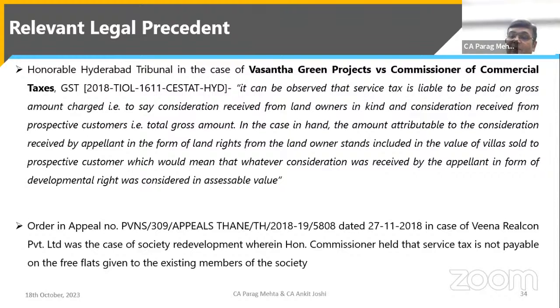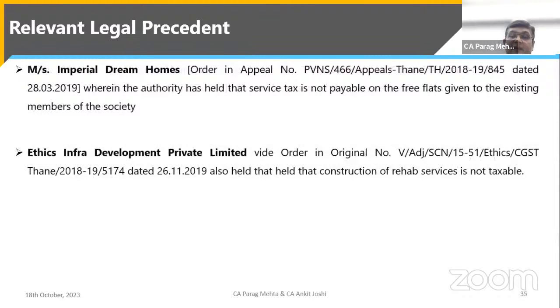Under service tax also, there are many precedents wherein the department has started initiating recovery proceedings, and the matters are pending before various forums. In one of the appeals, for Veena Realcon, society redevelopment, the Honorable Commissioner has held that service tax is not payable on the free flats given to the existing members of the society. A very welcome judgment for metropolitan places like Bombay, Madras, Calcutta, wherein the valuation of the cost of free area allotted to society members is a big issue. Second slide, Imperial Dreams Homes. Again, the authority has held that service tax is not payable on the free flats given to the existing members of the society.